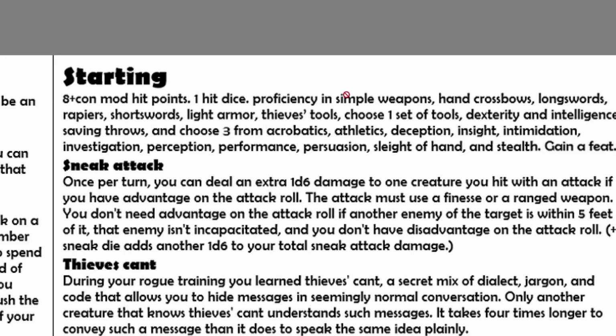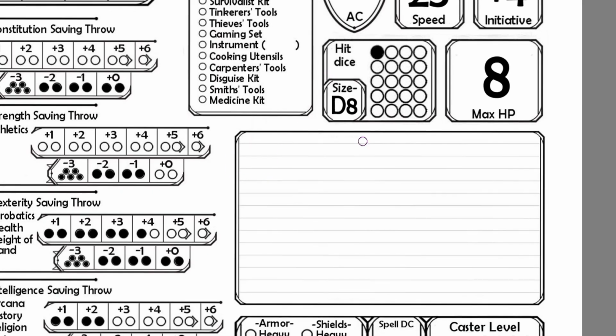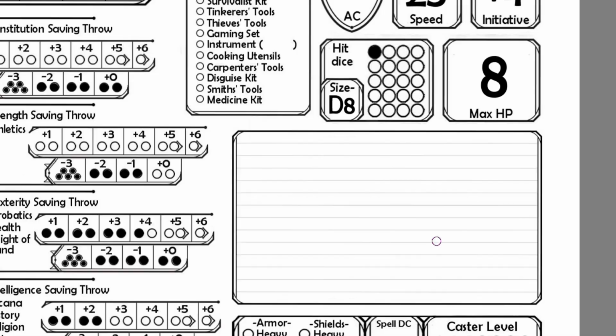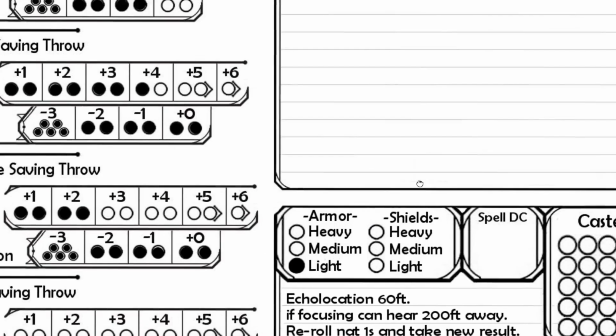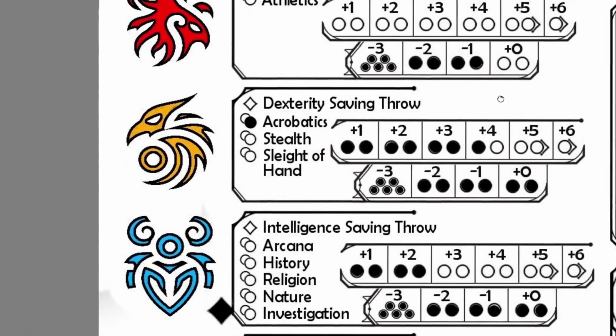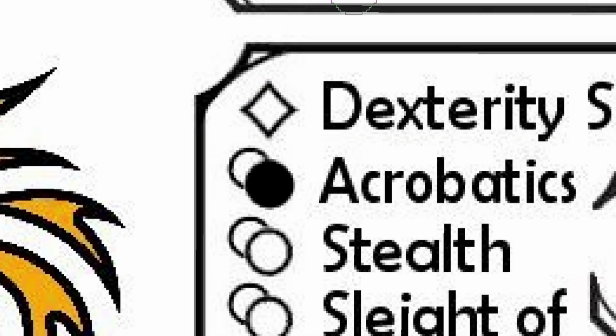We also get proficiency in simple weapons, hand crossbows, long swords, rapiers, short swords, light armor, thieves' tools, and 1 more set of tools, as well as dexterity and intelligence saving throws. So you can mark down your proficiencies with armor and such down here if you would like, or you can just remember it. I'm going to mark down that we have light armor proficiency down here, and I'm also going to mark down those dexterity and intelligence saving throw proficiencies over here.